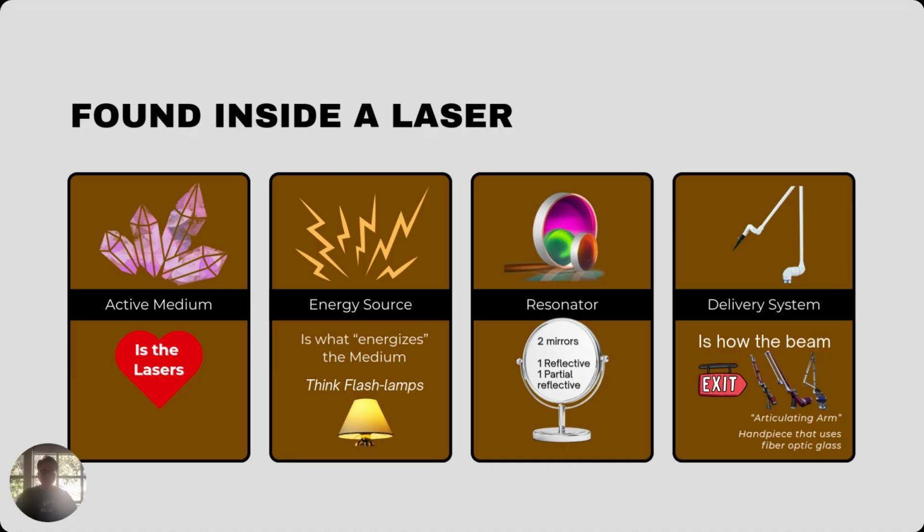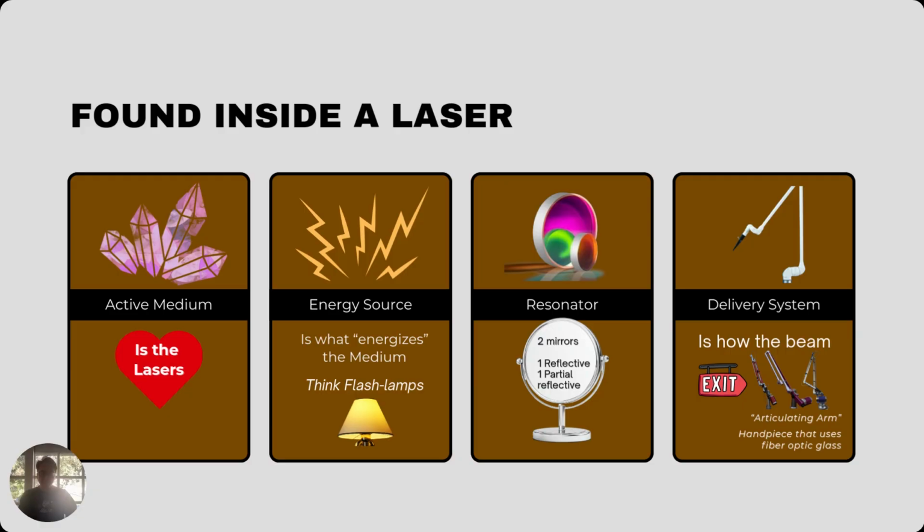These are the four things found inside a laser, and I am simplifying them using images. The active medium is the heart of the laser. The energy source is what tickles the heart. So if there is no energy source, there is no laser.